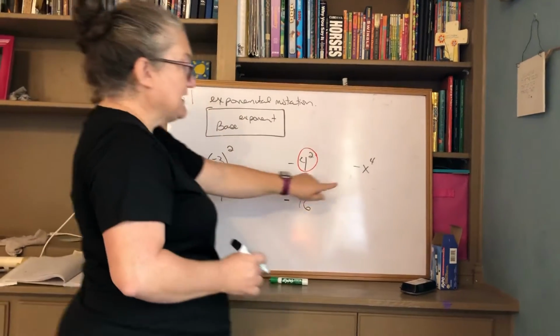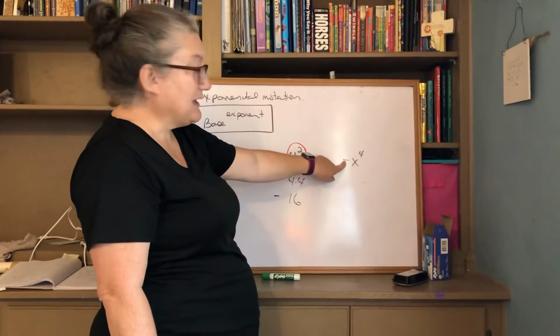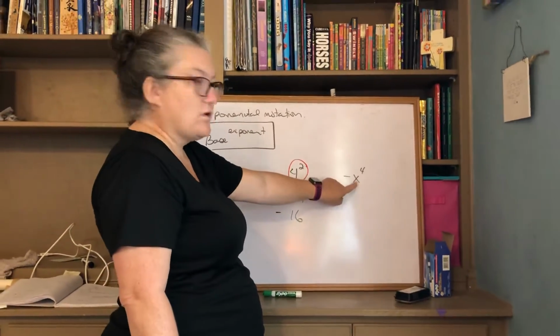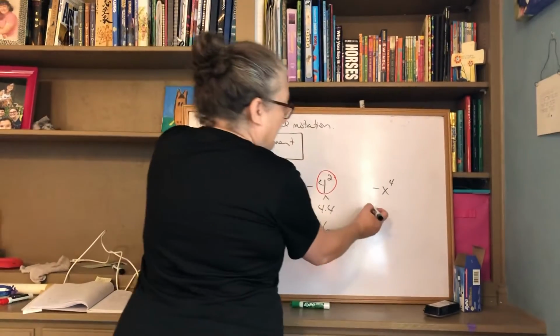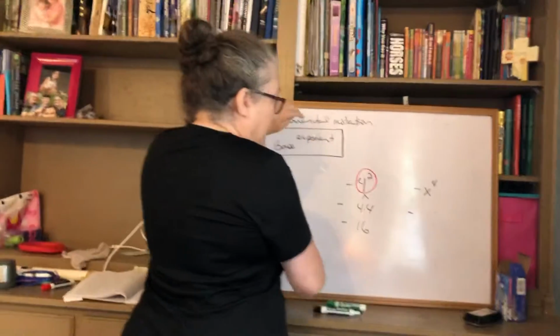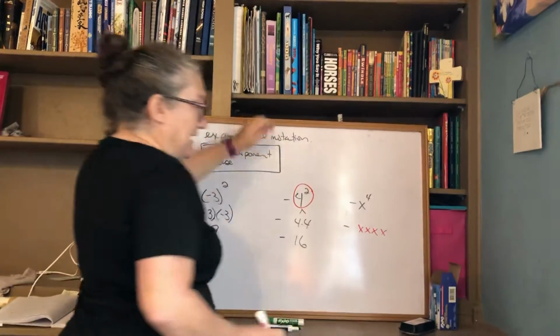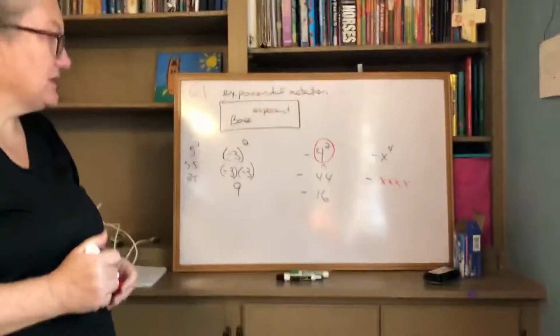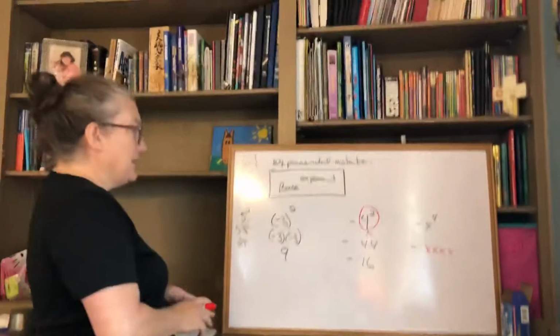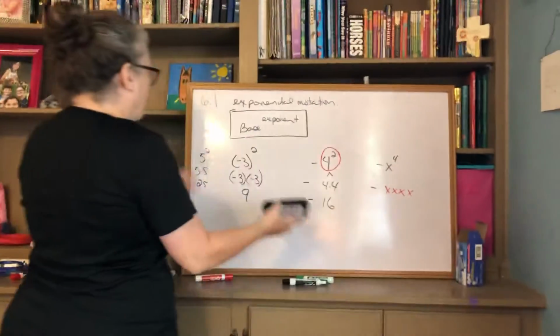Now over here, once again, I do not have 4 factors of negative because this is not in parentheses. I have 4 factors of x. So I'm just going to have the negative sign out front, and then I have 1, 2, 3, 4 x's. And that is all that we can do with that. So let's go and let's write some things in exponential form.